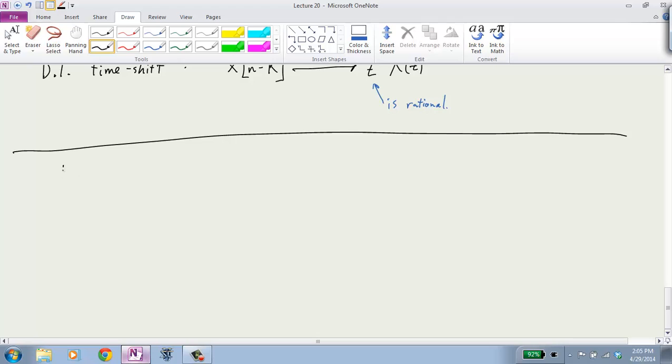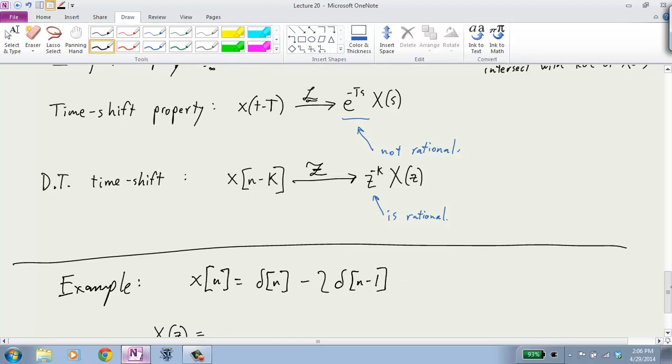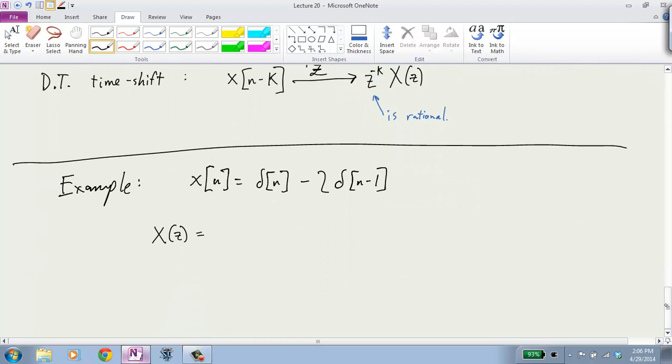Okay, let's do an example of a z transform. Let's let x of n equal just two delta functions. Now, by linearity, we can just take the z transform of each of these separately. So we get x of z equals, what's the z transform of delta of n? Well, we could plug it right into our z transform sum. What do we get?